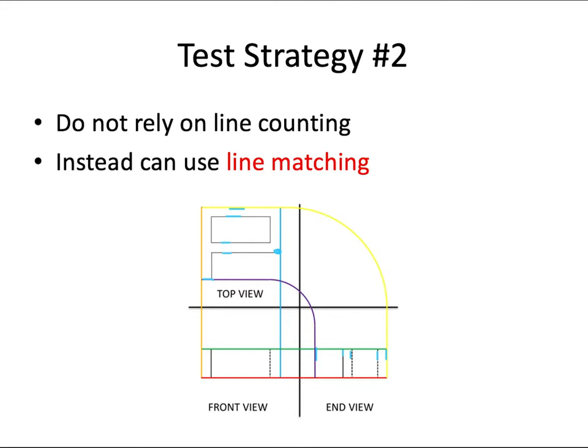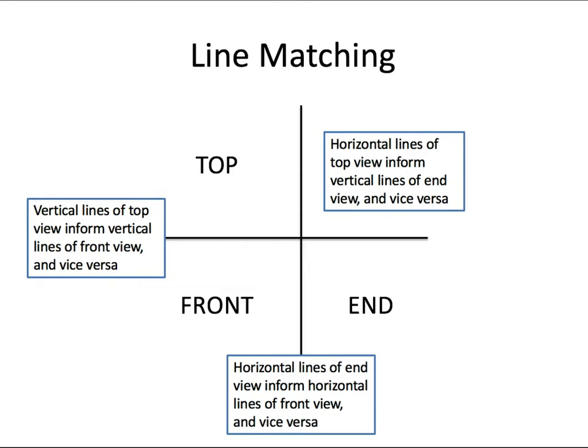So this is something you can think through for every single top front end problem. It's actually pretty simple when we break it down. The basic concept of line matching is that there are two types of lines that inform your answer and two types of lines that are irrelevant for that answer 99% of the time. So let's talk through this.